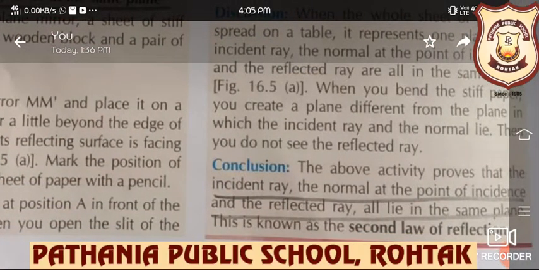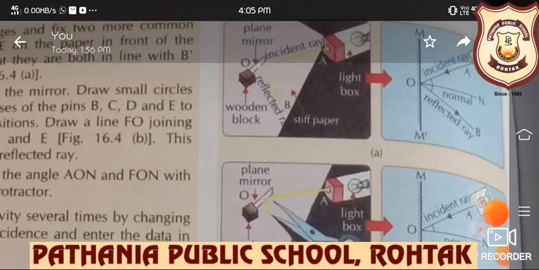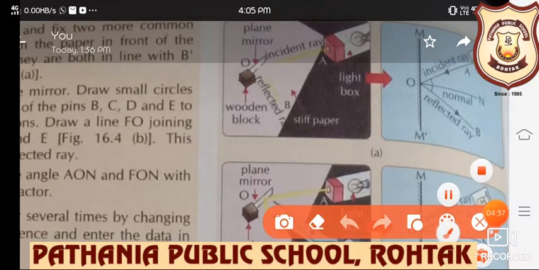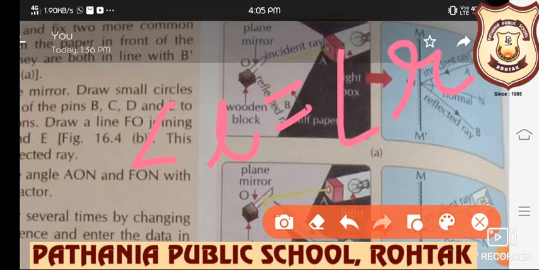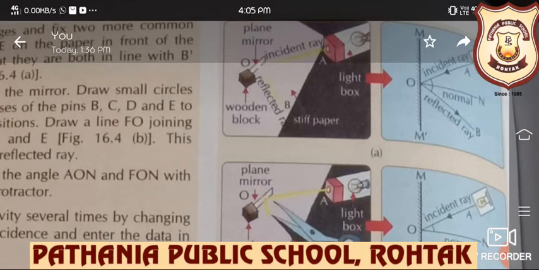So we can say that we have read two laws of reflection. The first law states that the angle of incidence I is equal to the angle of reflection R. This is the first law. And the second law is that the incident ray, normal, and reflected ray lie in the same plane. So this is about this topic.